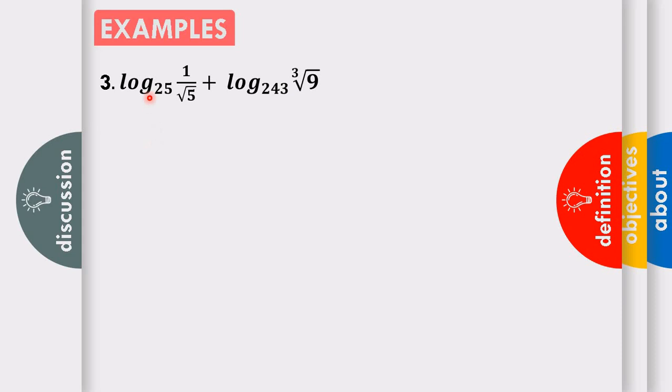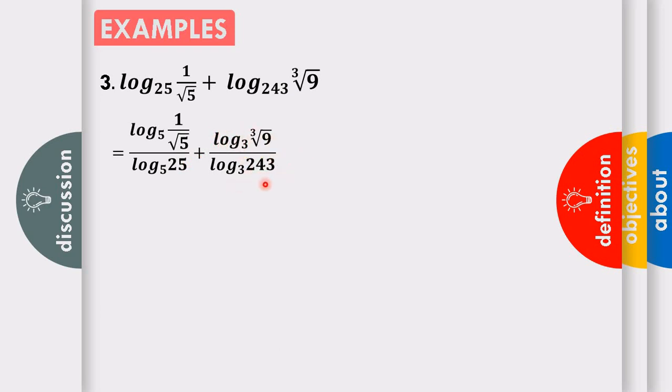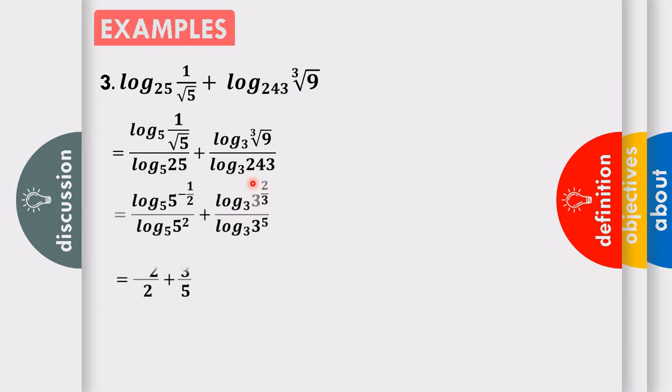So next one, we have the logarithm of 1 over square root of 5 to the base 25 plus the logarithm of cube root of 9 to the base 243. So we have the logarithm of 1 over square root of 5 to the base 5 all over the logarithm of 25 to the base 5, plus the logarithm of cube root of 9 to the base 3 all over the logarithm of 243 to the base 3. Then simplify. So we have negative 1/2 over 2 plus 2/3 over 5. So negative 1/4 plus 2 over 15 is equal to negative 7 over 60.